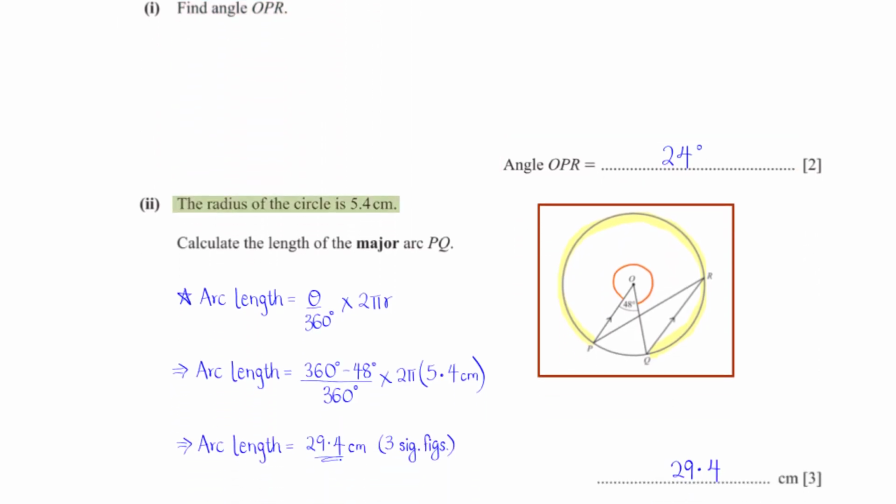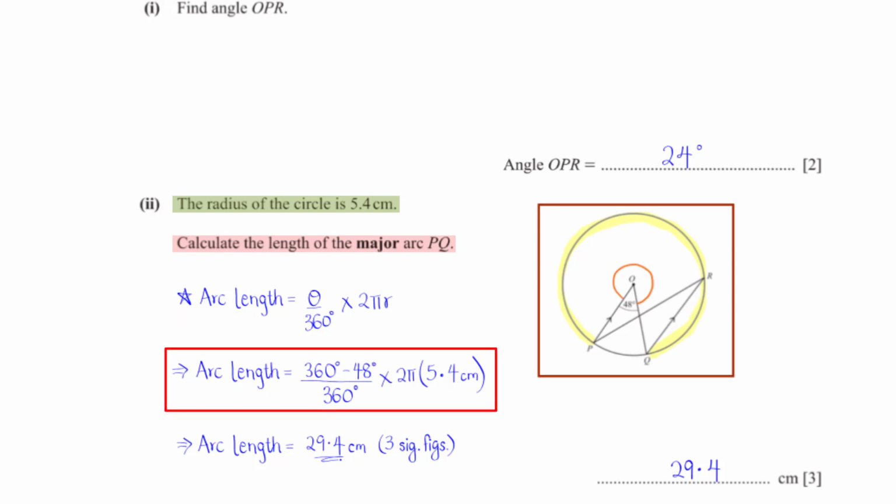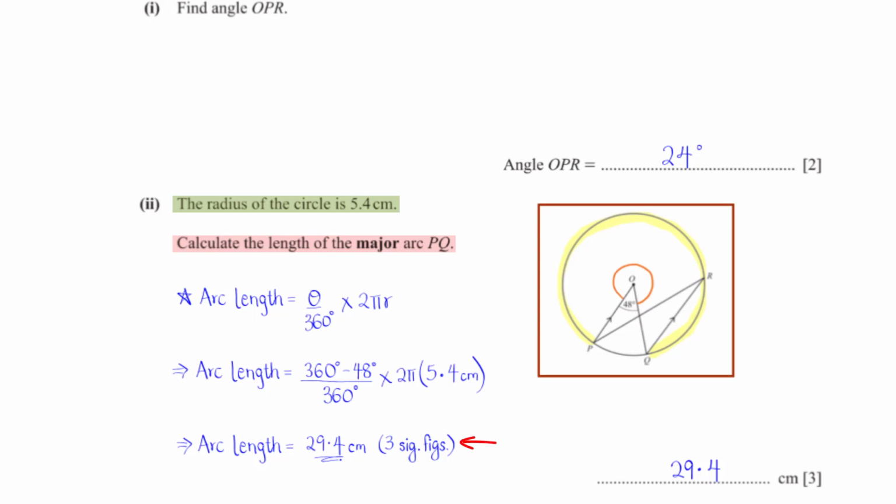The radius of the circle is 5.4 centimeters. Calculate the length of the major arc PQ. Here is the formula for finding arc length. The radius r of the circle has been given as 5.4 centimeters. In the illustration, the major arc PQ has been highlighted. The sector angle for this arc is 360 degrees minus 48 degrees. When we type this into the calculator, we get 29.4 centimeters rounded to 3 significant figures.